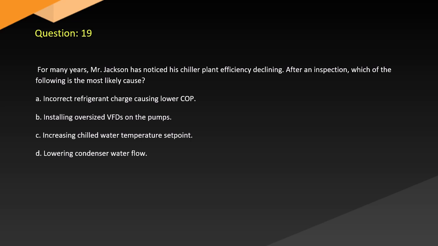Question 19. For many years, Mr. Jackson has noticed his chiller plant efficiency declining. After an inspection, which of the following is the most likely cause? A. Incorrect refrigerant charge causing lower COP. B. Installing oversized VFDs on the pumps. C. Increasing chilled water temperature set point. D. Lowering condenser water flow.